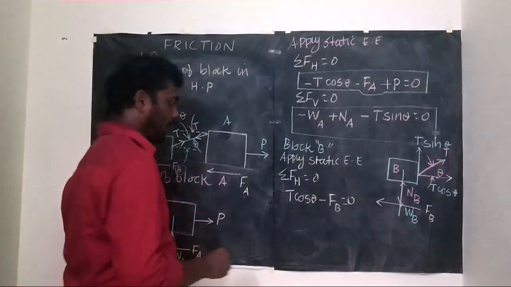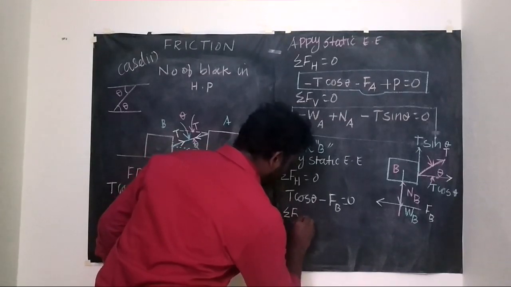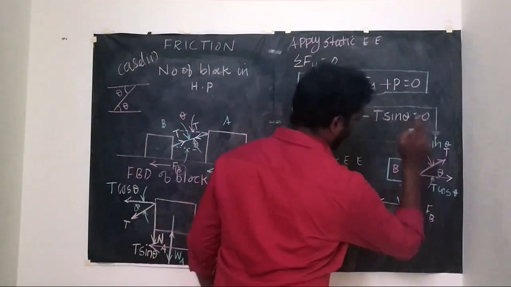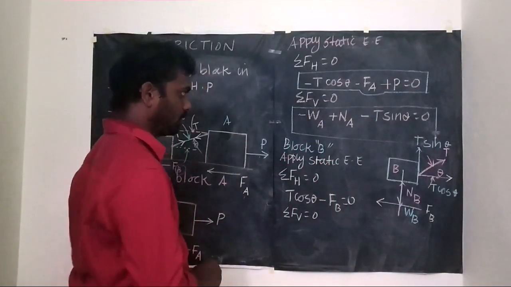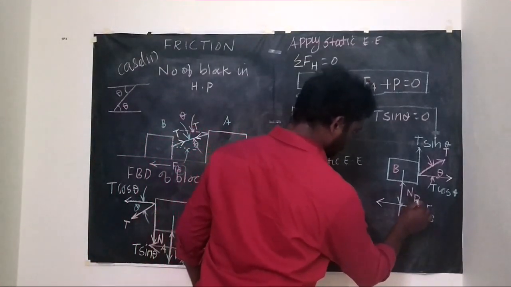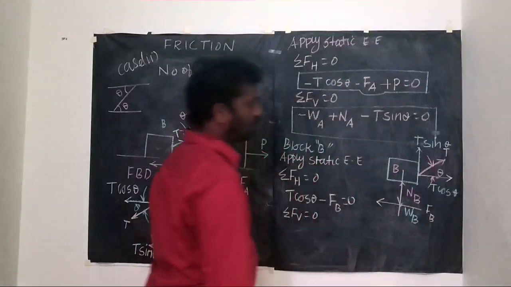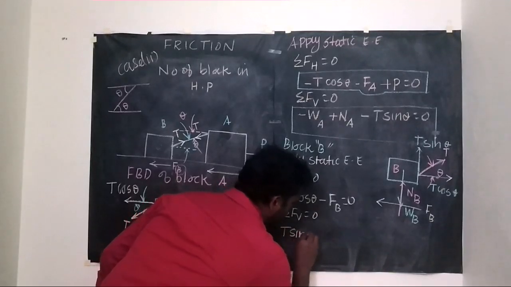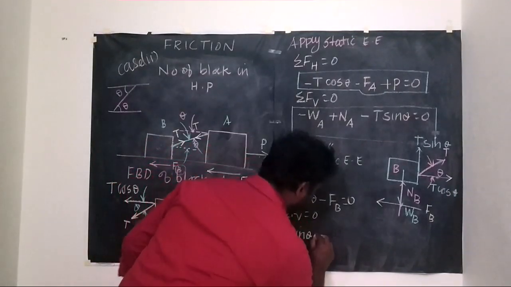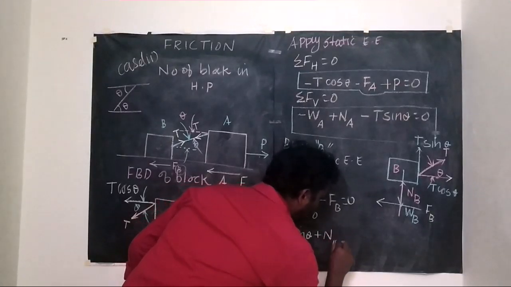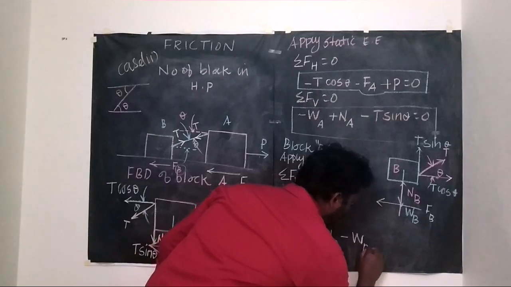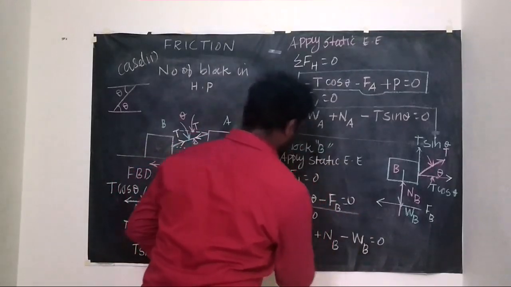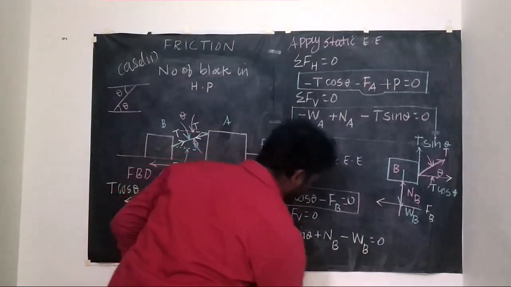Okay, then I am going to apply sum of vertical forces acting on the system equal to 0. Here the self weight, normal reaction force and the vertical component all come in the vertical direction. Here N B and the vertical component are acting upward, assumed positive. Okay, T sin theta positive. Then normal reaction force N B also positive, minus self weight W B of block B equal to 0. Here this is my required equation to find the unknown value, this also.